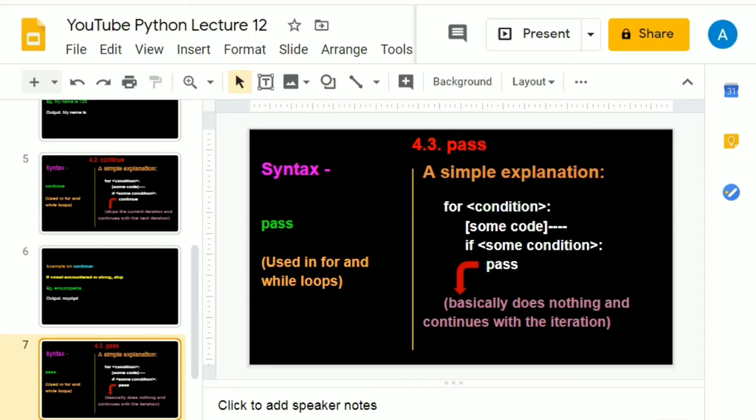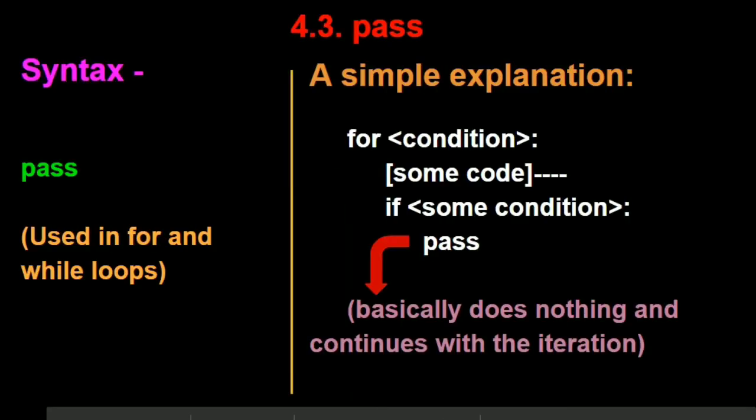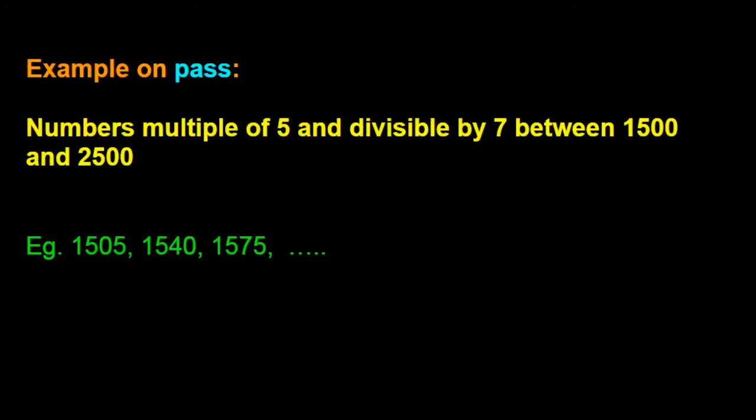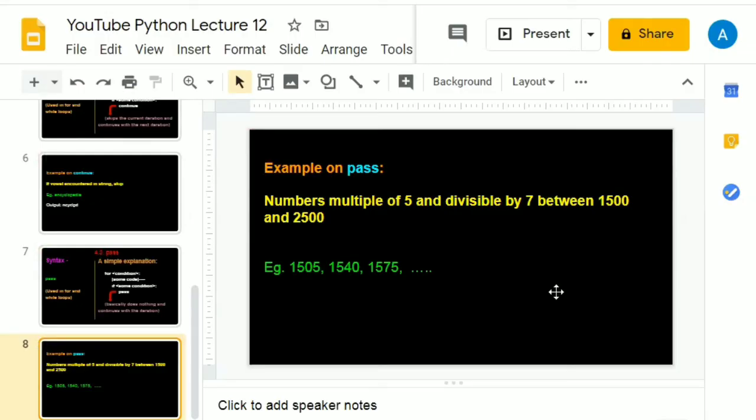Our question was, I forgot to show the question. What I want to do is, in a certain range, I want to print all the numbers that are a multiple of 5 and divisible by 7, both by 5 and 7. Let me keep it hard coded, 1500 to 2500. So it should give us these numbers, for example 1505, 1540 and so on. Let's try this out.